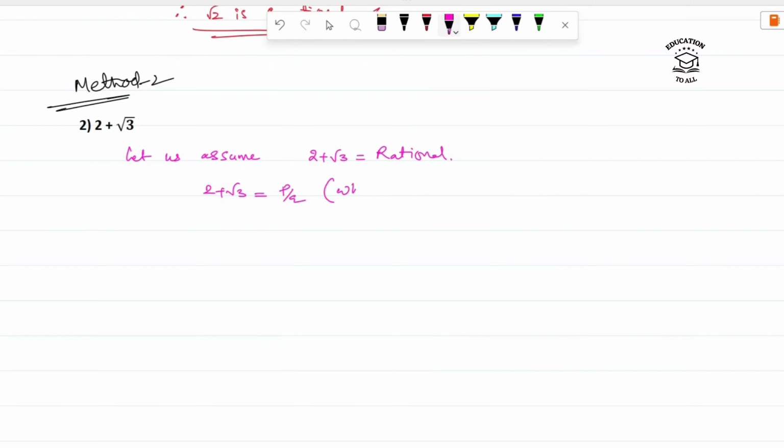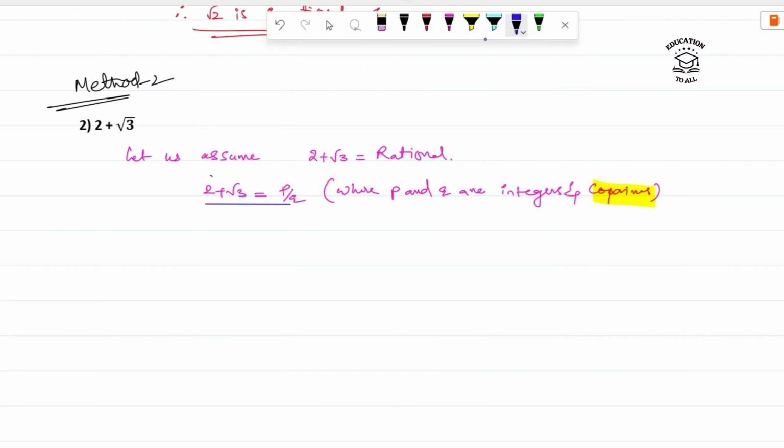Where p and q are integers and co-primes. Co-primes means no common factor. So here no need to do the squaring on both sides. Remember, in the previous question we did squaring on both sides. In the second method, no need to do the squaring on both sides.